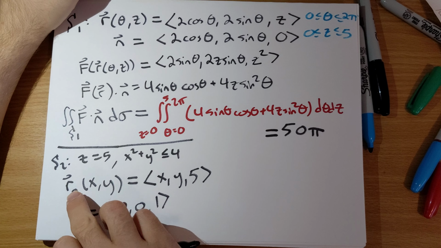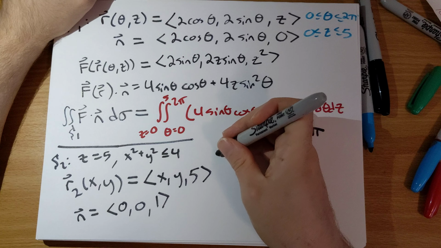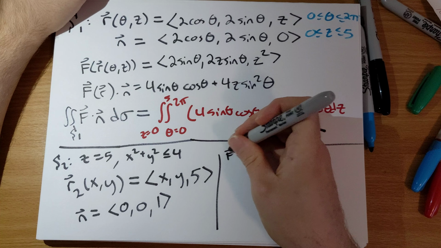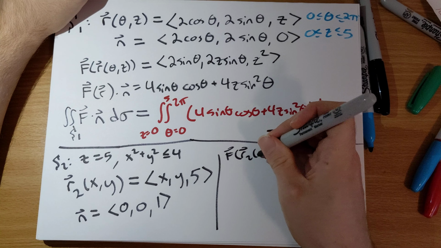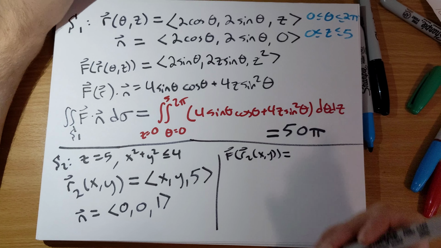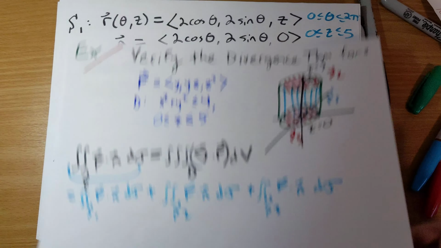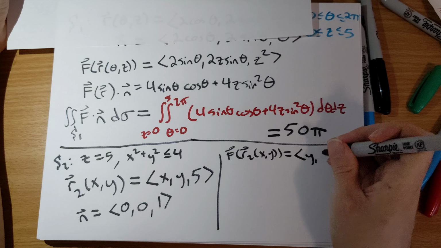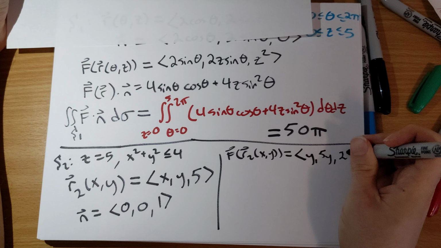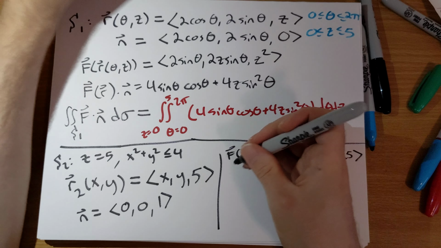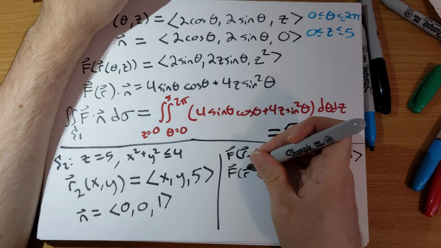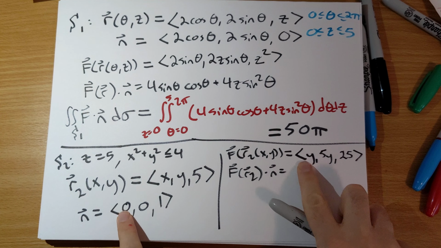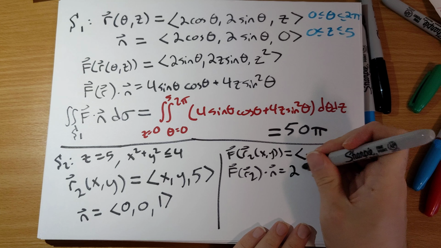Okay, so we have R2, we have N. What else do we need here? We need F of R2 of x and y. And so this is just going to be F, but replace z with 5. So y, 5y, and 5 squared is 25. And then F of R2 dot product N. This dot product, this is 0 plus 0 plus 25.